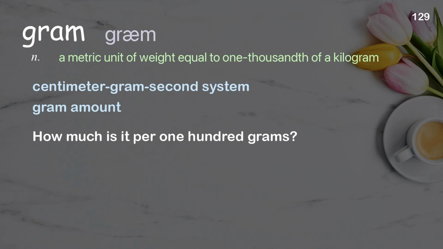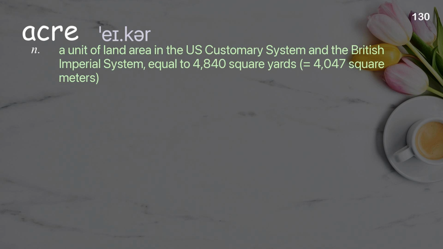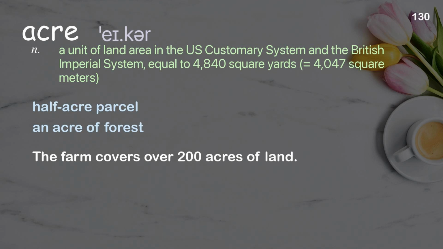Acre. A unit of land area in the U.S. customary system and the British imperial system, equal to 4,840 square yards, equals 4,047 square meters. Examples: half-acre parcel, an acre of forest. The farm covers over 200 acres of land.